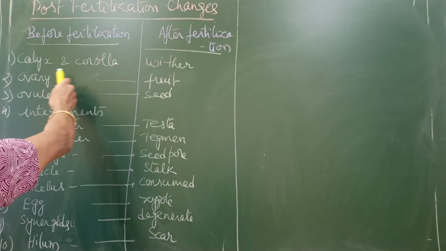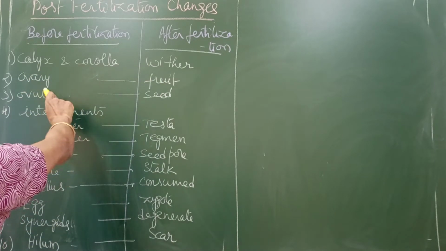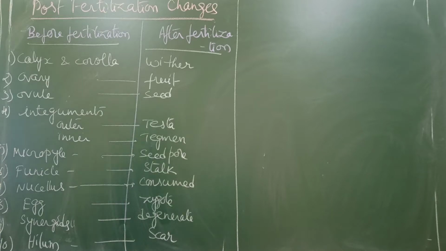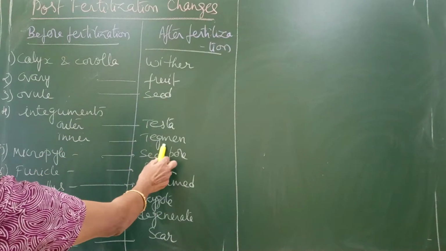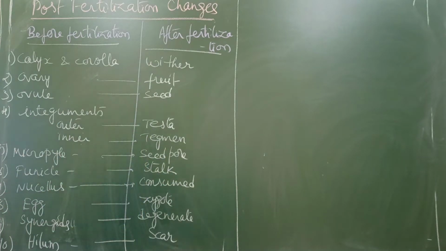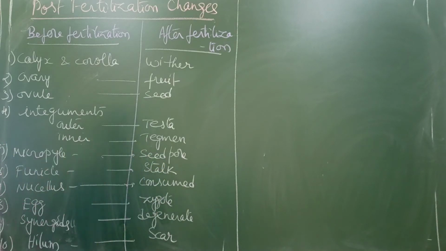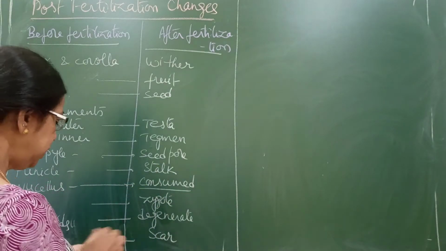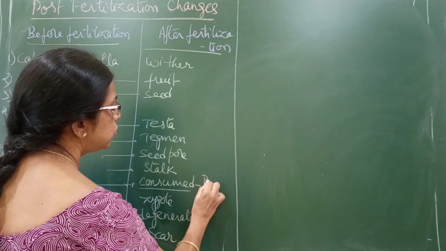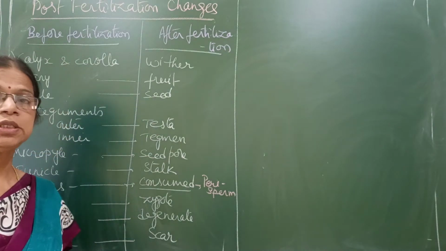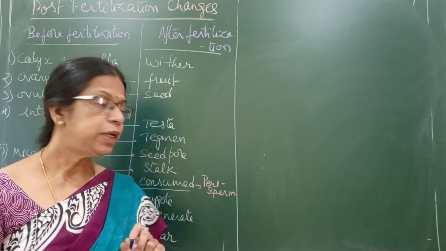Calyx and corolla wither away, ovary will change into fruit, ovule into seed. The outer integument will change into the outer seed coat, which is called testa, and the inner integument will change into the inner seed coat, that is called tegmen. Micropyle will change into seed pore and funicle will form the stalk of the seed. Nucellus normally will be consumed, but in case some remnant of nucellus is present, it is called perisperm.